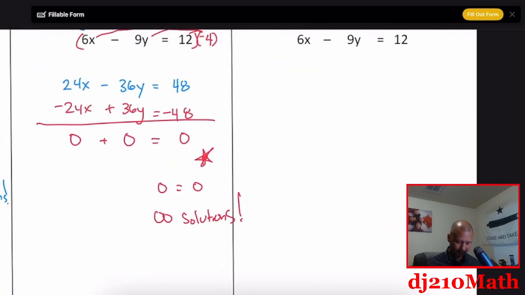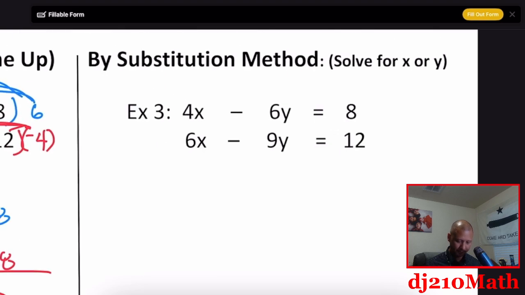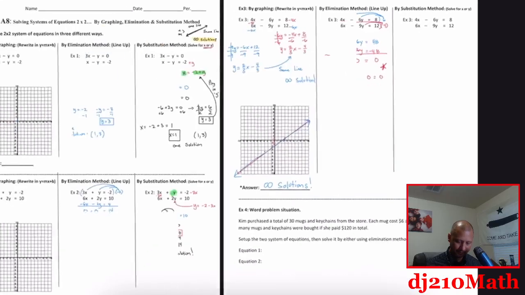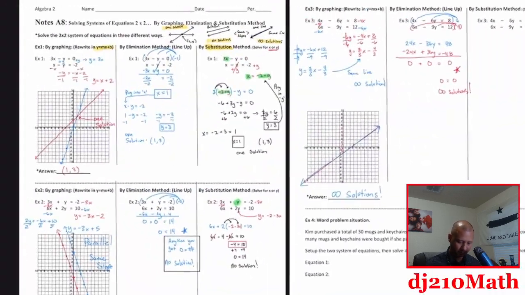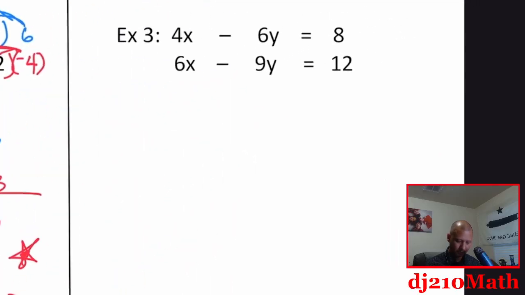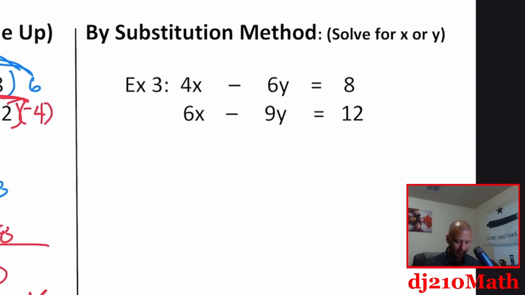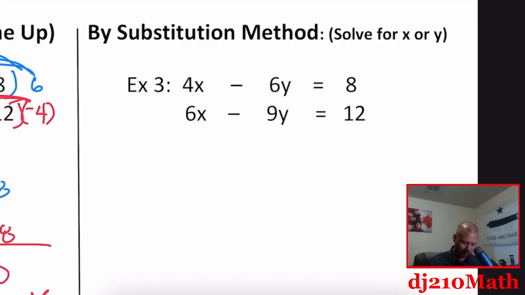All right. Last example. So here we have... All right. This one's not as easy, right? Because there's nothing obvious. So I just pick a random one. I'm going to be nice to myself, and I'm going to pick 4x. It's the first one in line. That's the one I'm going to solve for.